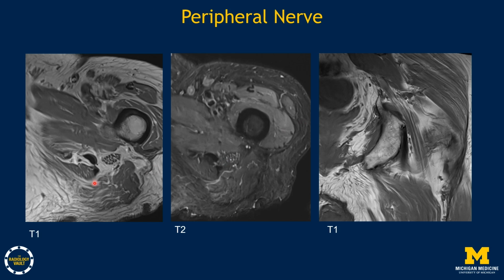Here's an axial T1 and T2 fat-saturated image of the sciatic nerve and a corresponding coronal T1 weighted image of the sciatic nerve. We can appreciate the intermediate T1, intermediate bright T2 fascicles surrounded by this fatty fibroadipose tissue, the epineurium here. On coronal sequences, we can also appreciate the intervening fat between the intermediate single fascicles, a normal appearing sciatic nerve.